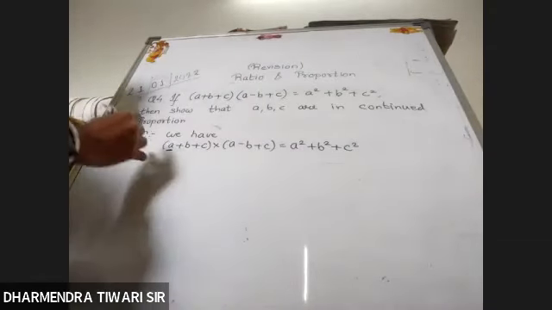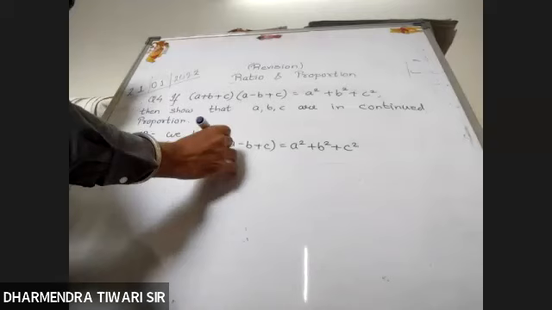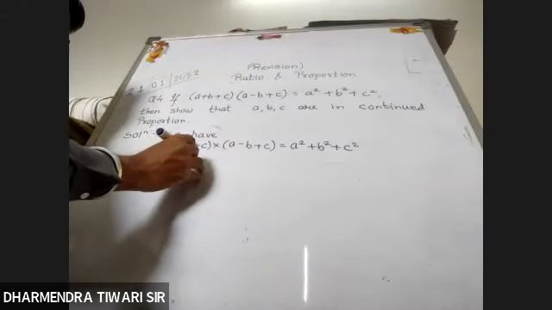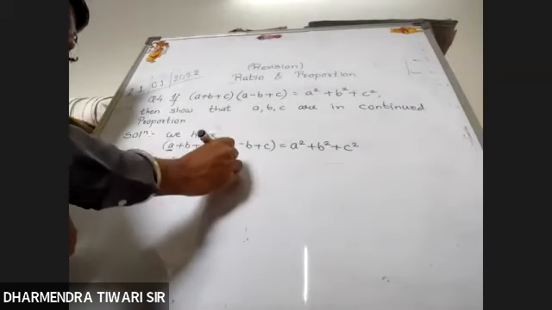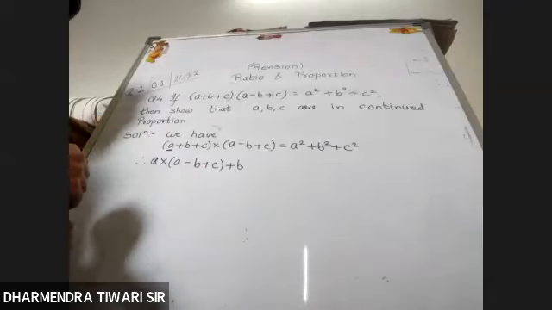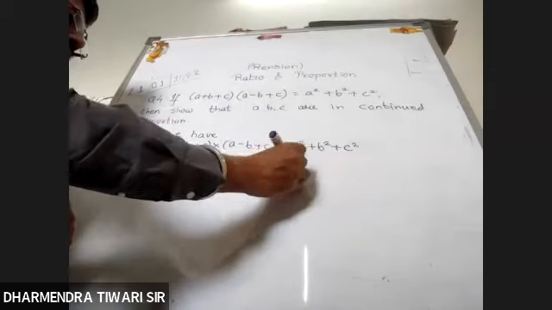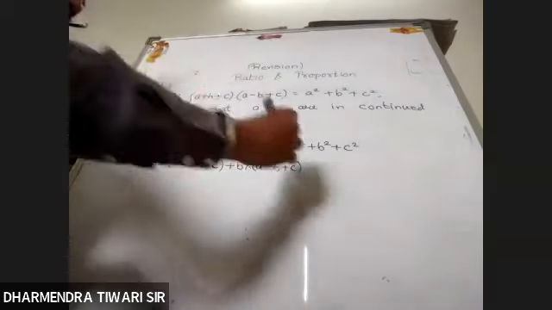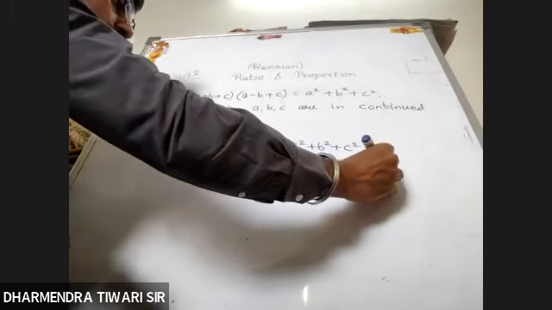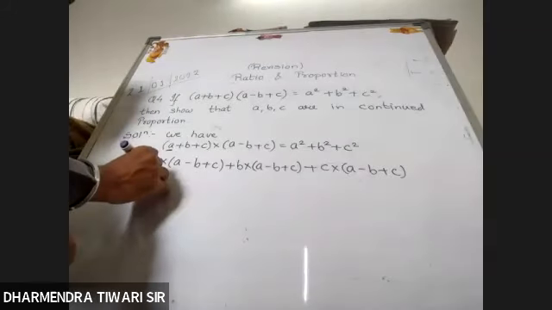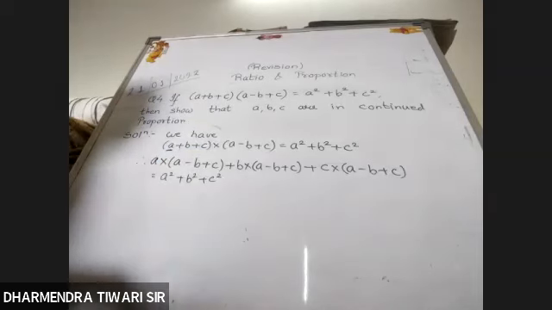So let's open the bracket. Take A multiplied to the whole second bracket, (A minus B plus C). Take the next term, plus B, multiplied to the whole second bracket, (A minus B plus C). Take plus C multiplied to the whole second bracket, (A minus B plus C), is equal to A square plus B square plus C square, my right hand side.